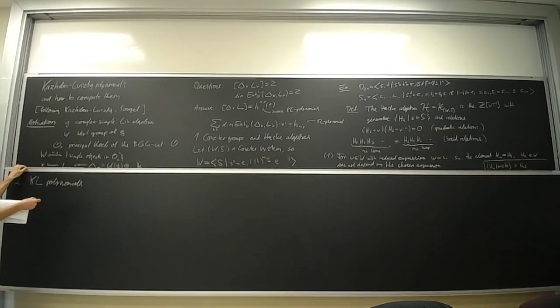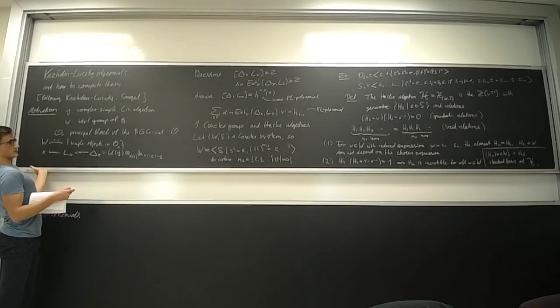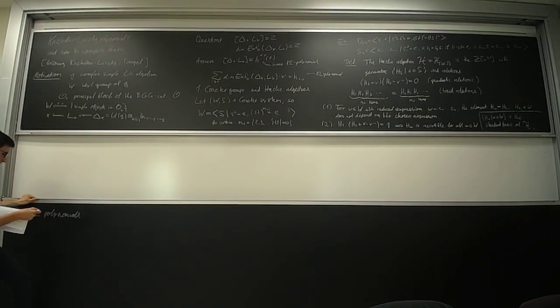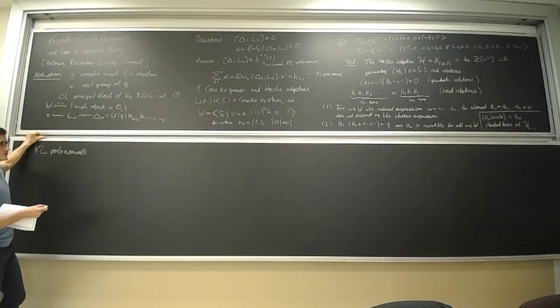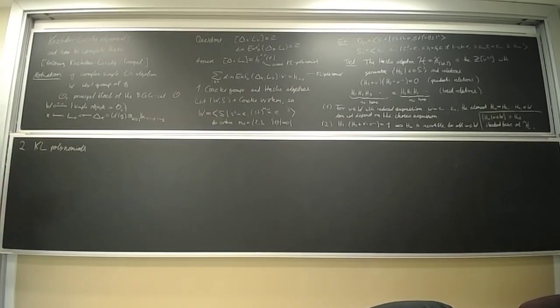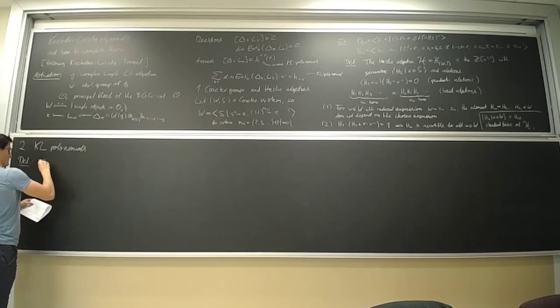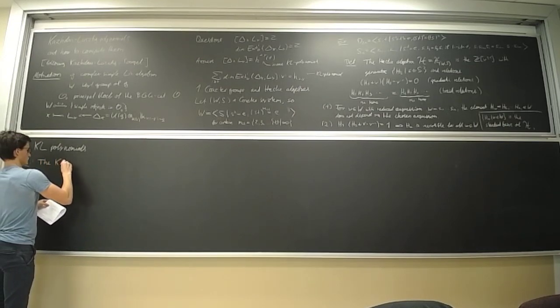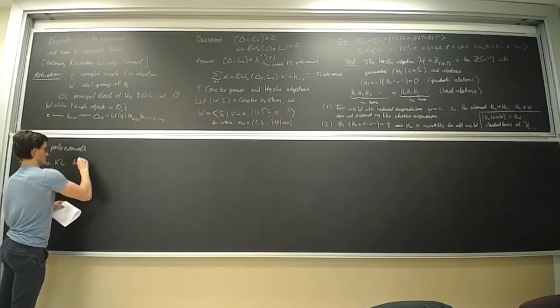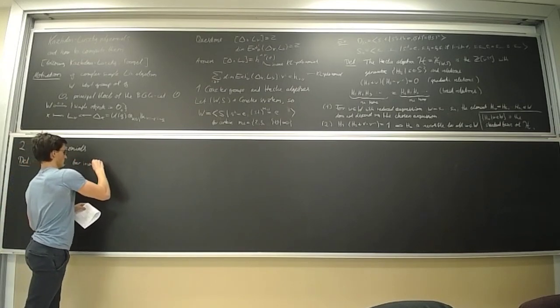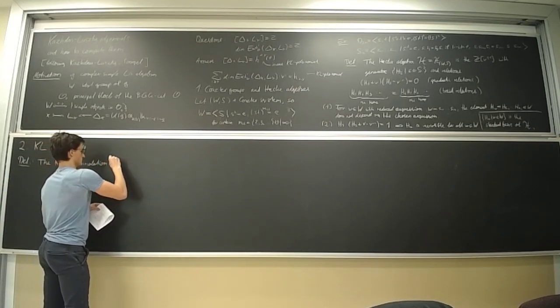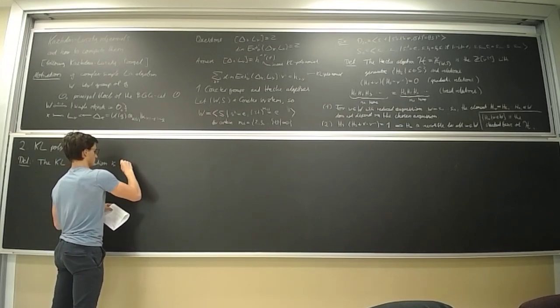Okay, so in order to talk about Kazhdan-Lusztig polynomials, the most important piece of information to get the theory started is the so-called bar involution. Okay, so the Kazhdan-Lusztig bar involution is the unique ring homomorphism of H.